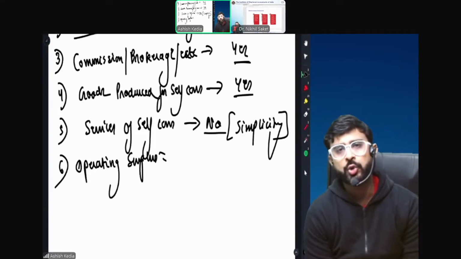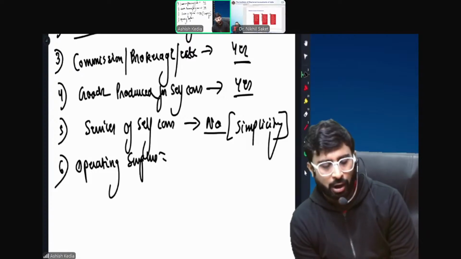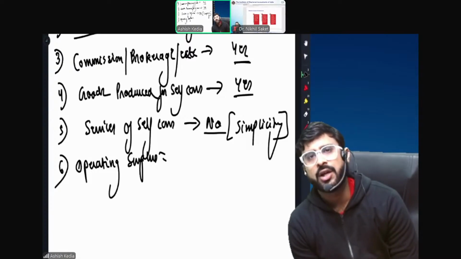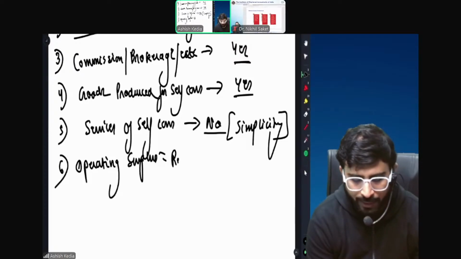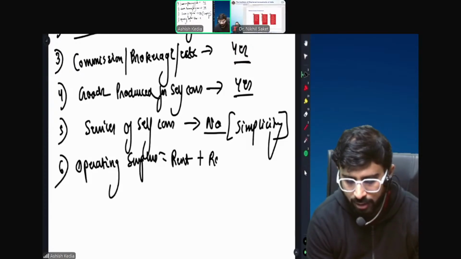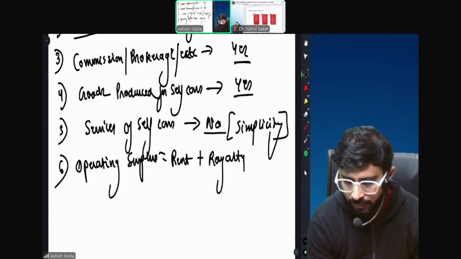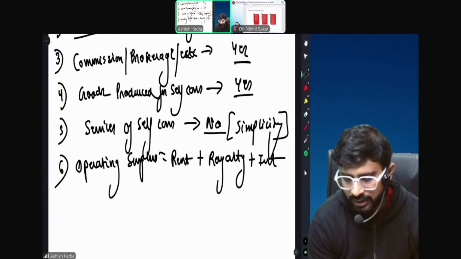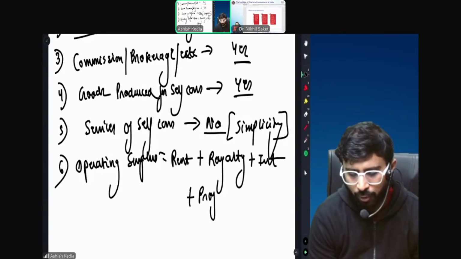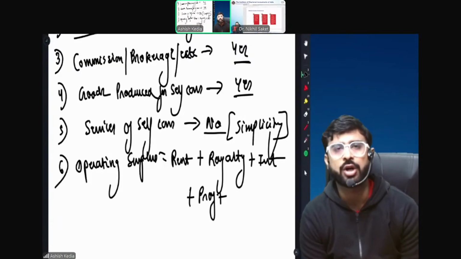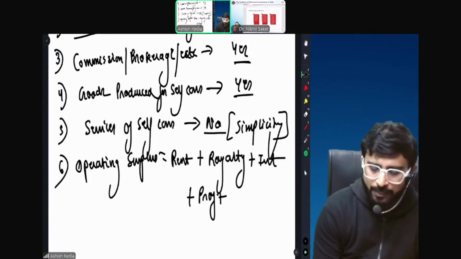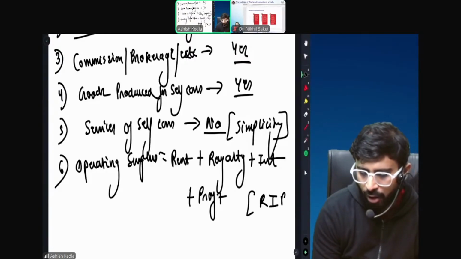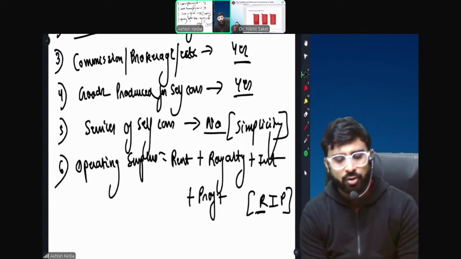Because now I'm going to this world of income calculation. So my answer is very simple, students. If you are to compute operating surplus, the answer is very simple. Operating surplus is equal to rent plus royalty plus interest plus profit. Okay, RIP. RIP. Obviously, R has two implications, rent and royalty.